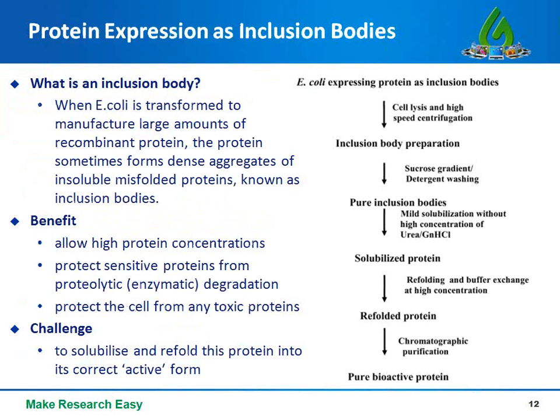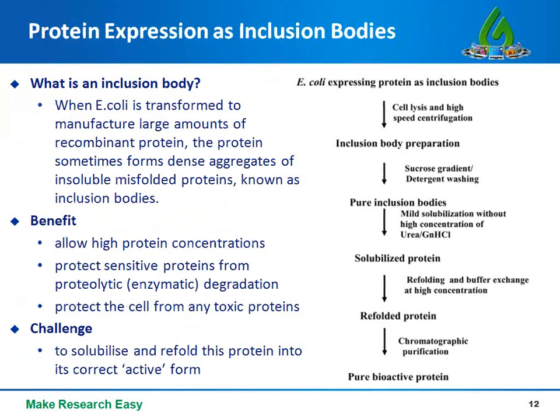When protein is expressed as inclusion bodies, protein refolding becomes necessary. First, what's an inclusion body? When E. coli is transformed to manufacture a large amount of recombinant protein, the protein sometimes forms dense aggregates of insoluble, misfolded proteins known as inclusion bodies. Inclusion body is not necessarily a negative factor.